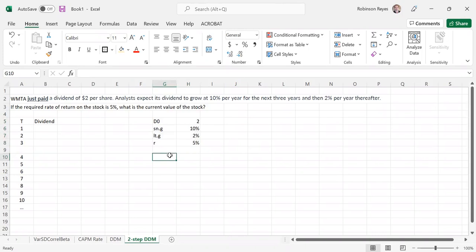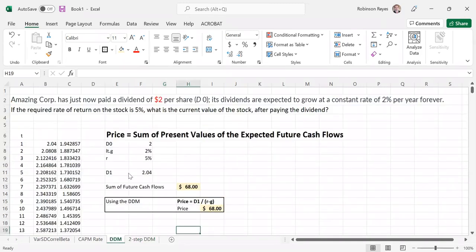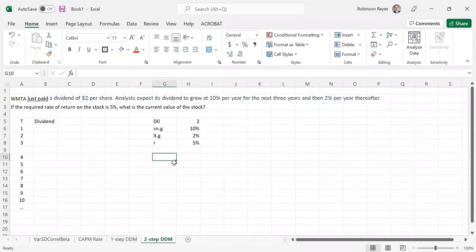So now that we have all of the inputs, if you have not seen the previous video on the one-step DDM, which we solved here, and I'm going to rename this one-step, just go back and watch it so you will understand. I don't need to do this long approach. I can directly jump into the use of the formula.